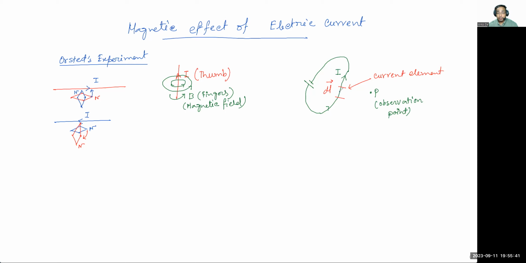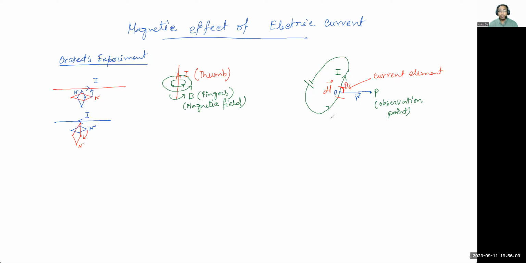Let's say the midpoint is O, and we are going to find out the position vector of point P with respect to that O, and we call it R. The angle between this dl current element and R, let's say it is theta.